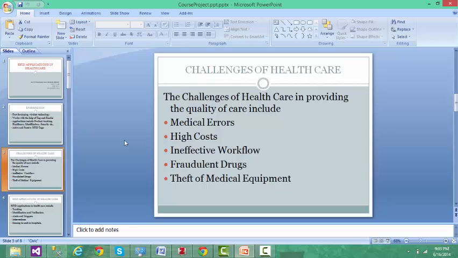Inefficient workflow means that physicians, staff, or nurses are wasting almost 30% of their time in retrieving the patient's information. So in that case, they should be provided with efficient EHRs or the like. Fraudulent drugs: counterfeit medicines are creating a huge problem in patient care, and there are cases where patient death occurred due to the use of these fraudulent drugs. And the last one is the theft of medical equipment. The theft of expensive medical equipment, medical assets, and supplies is one of the challenges faced by the hospitals. The recyclable medical instruments are discarded by the hospital staff without proper knowledge.